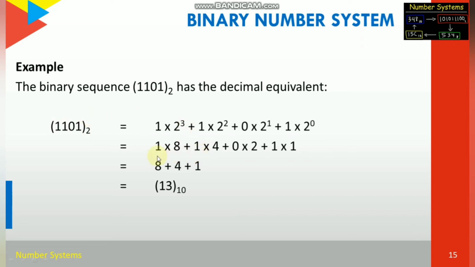Once you multiply this, 2 power 0, anything to the power 0 is 1, so 1 into 1 is 1. 0 into 2, 2 to the power 1 is 2, so this will automatically become 0. So 8 plus 4 plus 1 is 13 to the base 10. Why we are putting the base value as 10 here is because we are converting a binary number to a decimal number, and the decimal's base value is 10. Alright children.